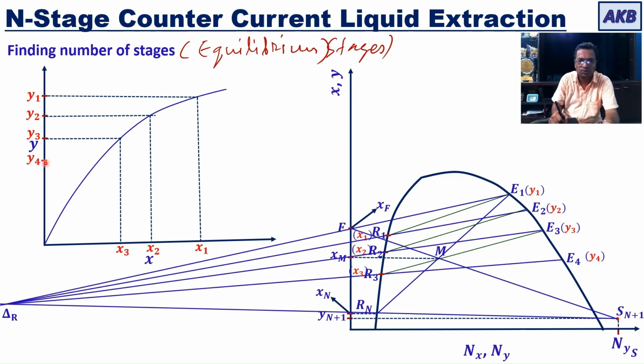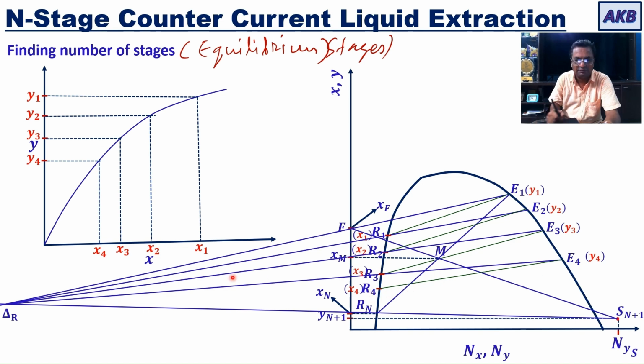I will come back to the distribution diagram. I will locate y4 and get the corresponding x4. Okay. Then I'll use this x4, come back to the ternary diagram, and then I'll locate point R4. R4 is located with the help of x4. Since x4 and y4 are in equilibrium with each other, they will be connected by a tie line.